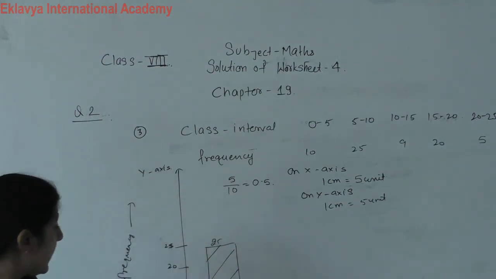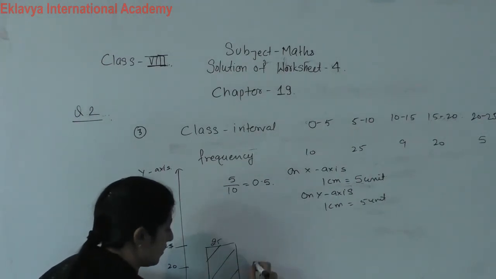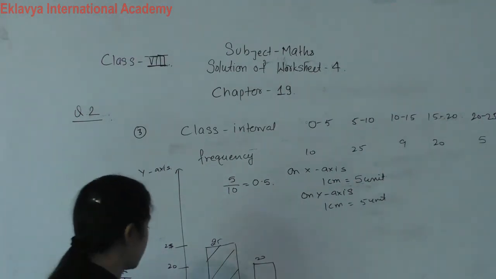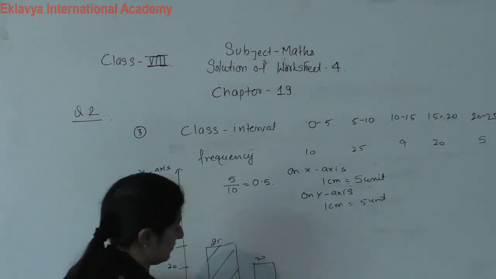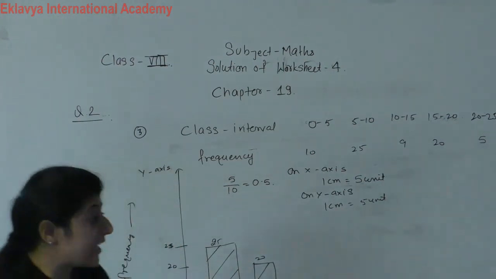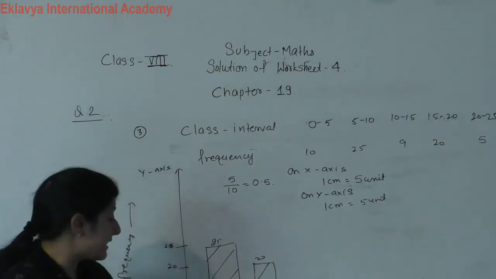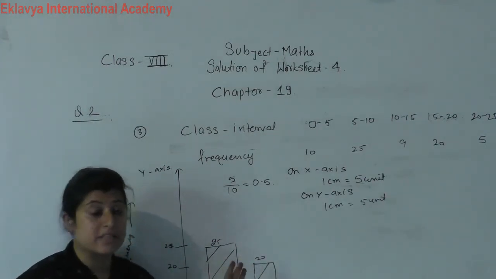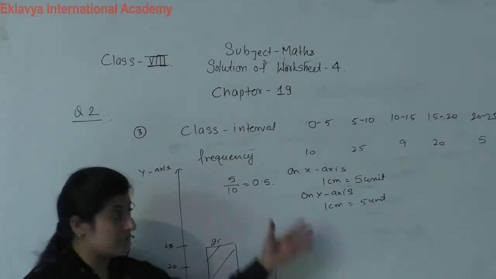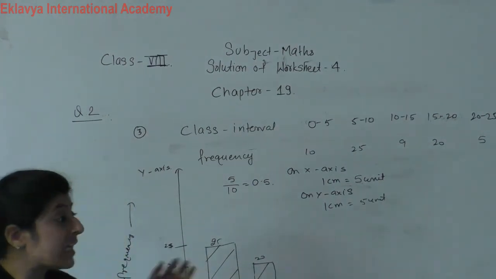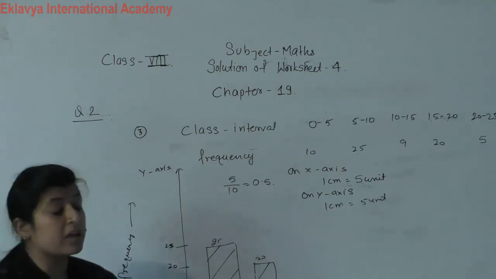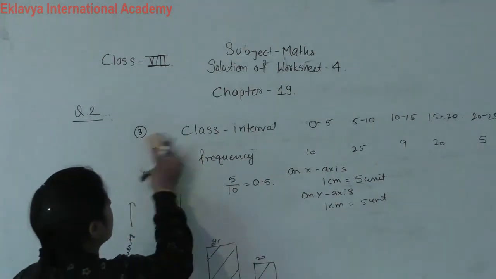Next we need 20, so 15 to 20, 20. 20 to 25, 25. So this is the histogram of the given information. When you draw it on graph paper, it will have proper width, the same width for each interval. This is the histogram. The difference between a bar graph and a histogram is that in a bar graph you have space between two bars, but here you don't have any space, because this is a continuous interval.